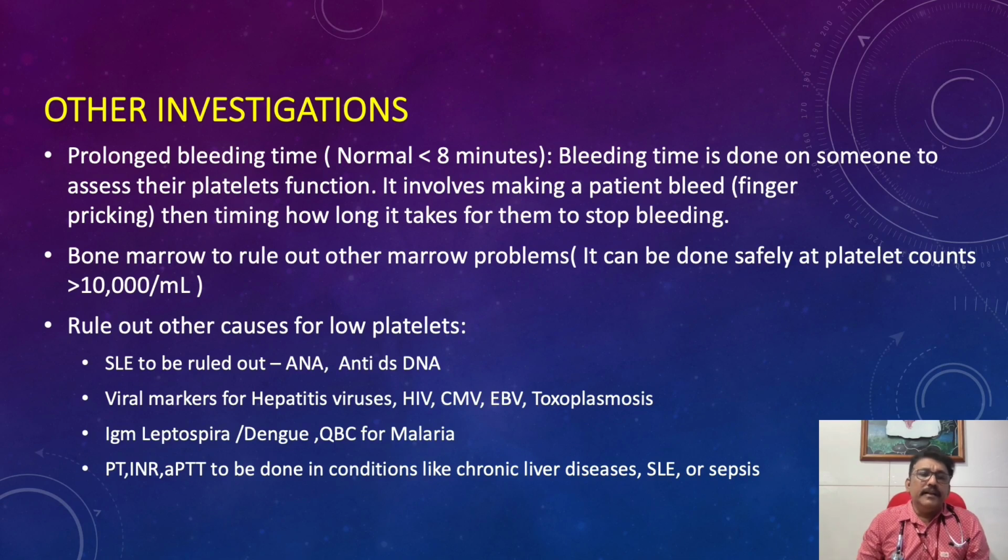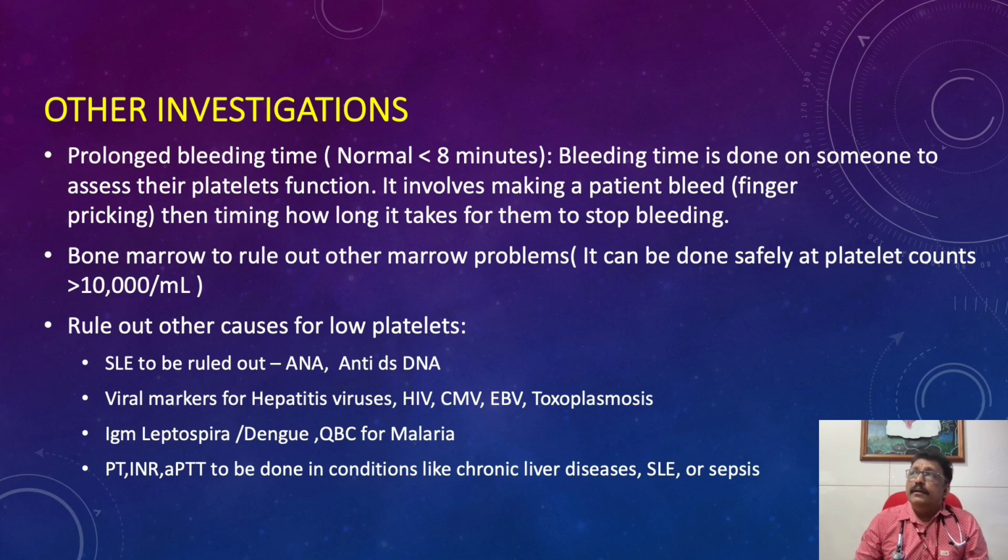Other investigations: SLE can be ruled out with ANA, dsDNA. Viral markers like hepatitis B and hepatitis C markers should be done. Other viruses also should be ruled out. Leptospira, dengue, QBC for malaria, prothrombin time, INR, APTT, all these things should be done to rule out other causes, because it's a diagnosis of exclusion.